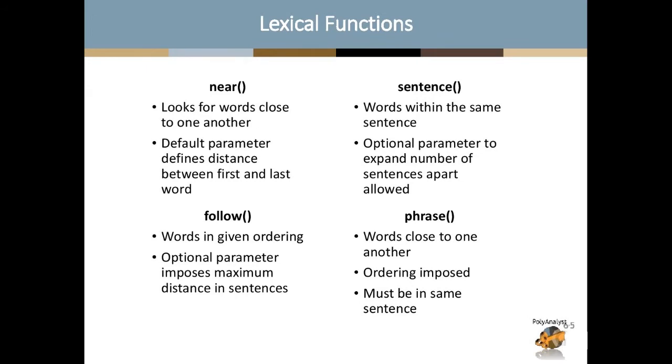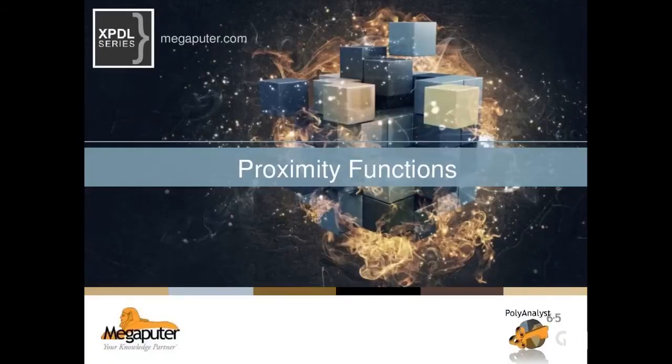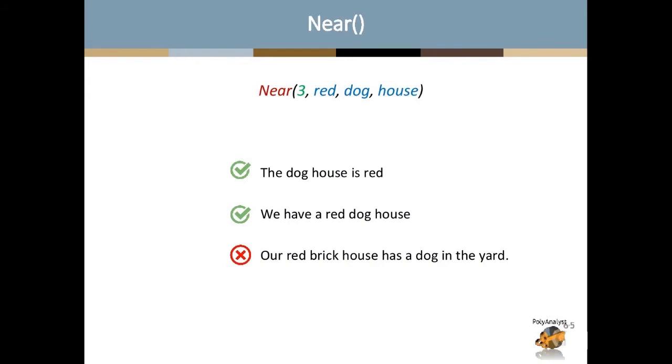So we've seen some lexical functions. Let's move on to some different types of functions. So what if we want to find words as they are related to each other? For example, near, sentence, follow, and phrase. Near will look for words that are close to one another. Sentence will look for words within the same sentence. Follow looks for words in a given ordering. And then phrase combines these together. It needs to be in the same sentence, it needs to follow it in a given ordering, and they need to be within a certain distance of one another. These are called proximity functions.